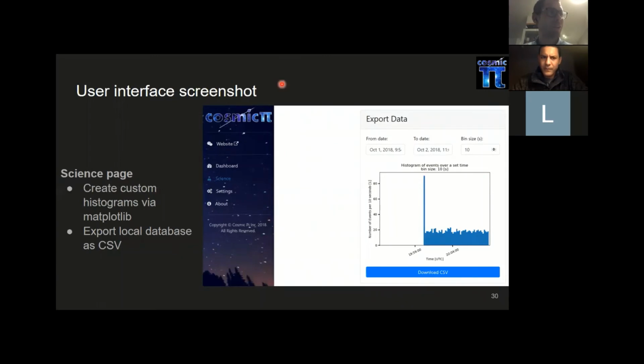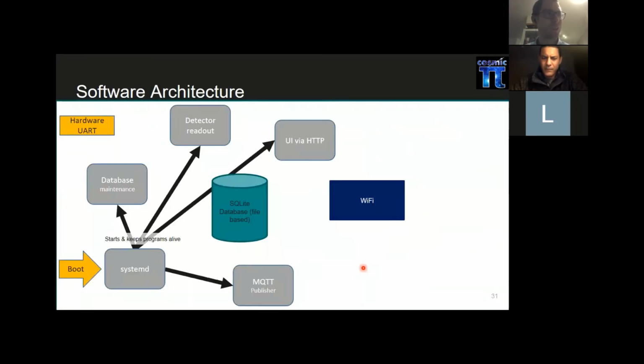We have some extended functionality under our Science tab. Here you can custom build your own histograms, or you can download the data as a CSV, so you can process it locally in Excel or MATLAB or Python, whatever the tool of your choice is. In terms of how this works, on boot we use systemd in Raspbian, now Raspberry Pi OS, to run a bunch of different services within the Raspberry Pi. We run a service that is basically database maintenance. It just keeps the database neat and prevents it from being corrupted.